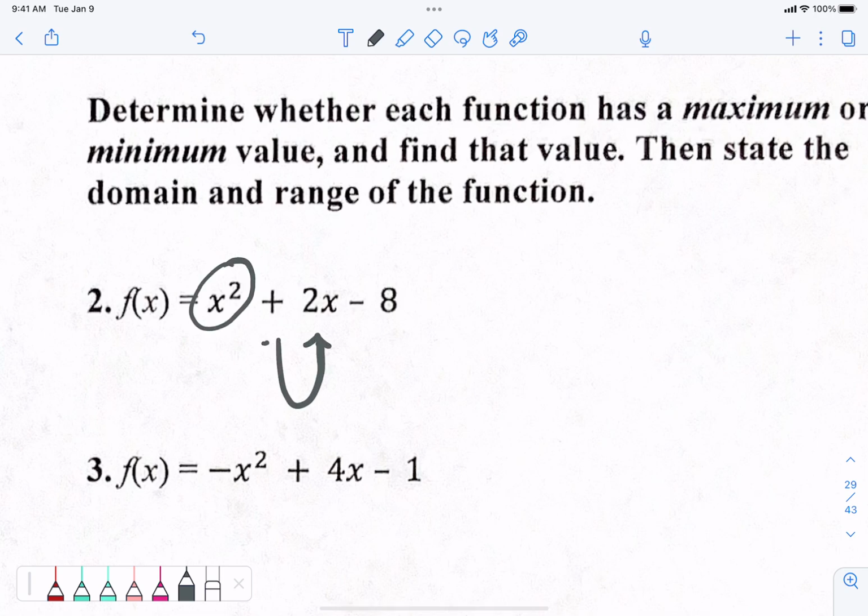So is he going to have a maximum or a minimum? Oh, minimum. I was just looking at the positive.